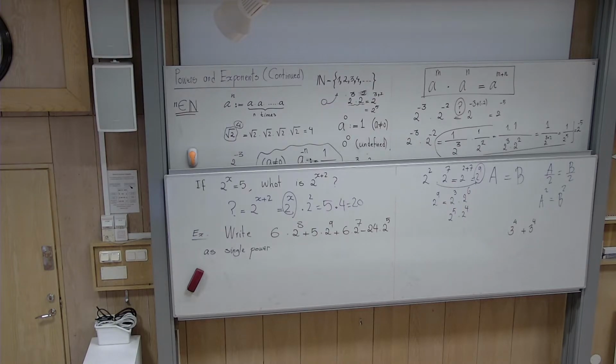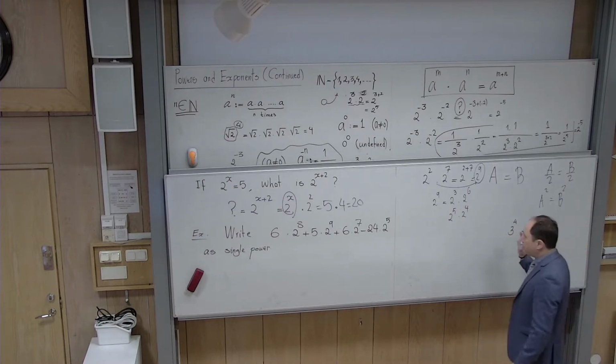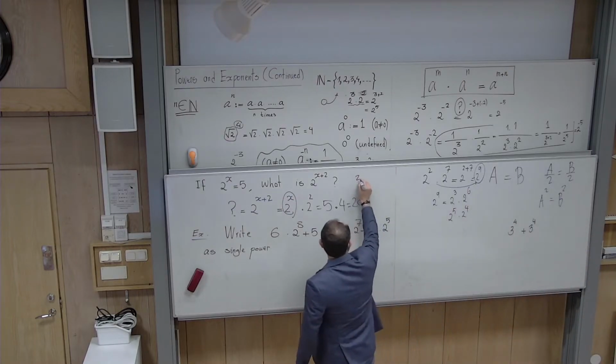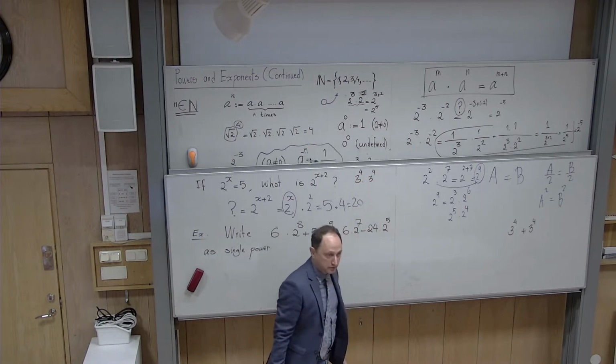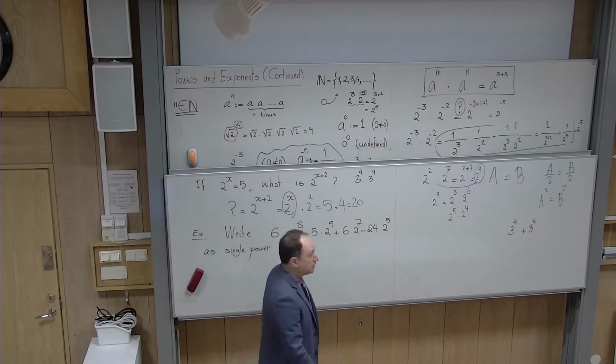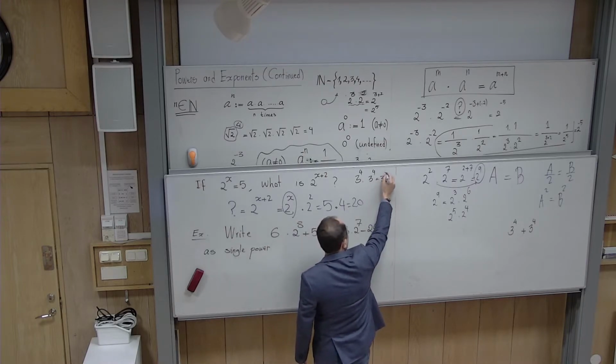Because I have seen the students, they are mixing things up. Are there any rules for 3 to power 4 plus 3 to power 4? If so, I want you to respect. No, 3 to power 4 times 3 to power 4, we have a rule for it. What can I write? 3 to power 8. Okay?